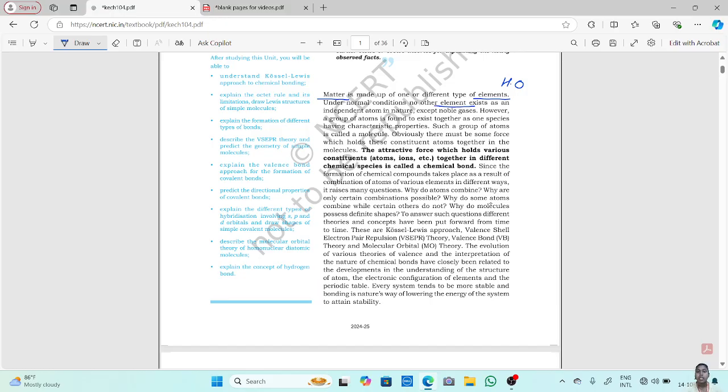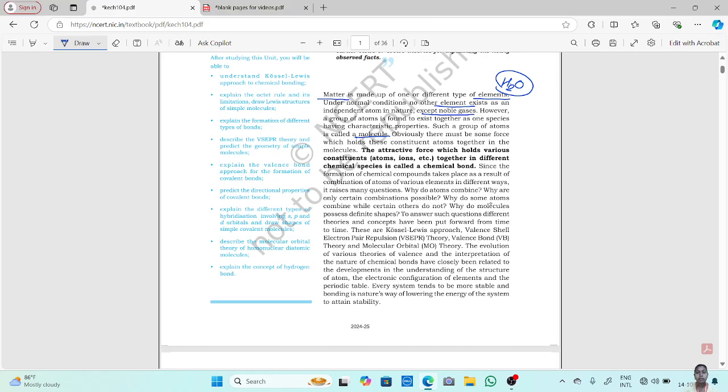Now, except noble gases. Noble gases can be found in their single form. However, a group of atoms is found to exist together as one species having characteristic properties. So we have observed that there are molecules with two different elements. They can exist together, showing one particular characteristic. Such a group of atoms is called a molecule.